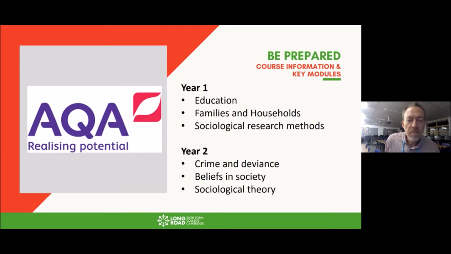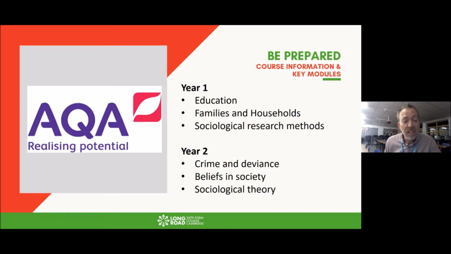Okay, so I'll tell you a bit about the course. The course is run by the AQA examining board, and the topics that we do in year 1 are education, families and households, and then sociological research methods. And then in year 2, we go on to look at crime and deviance, beliefs in society, and sociological theories.